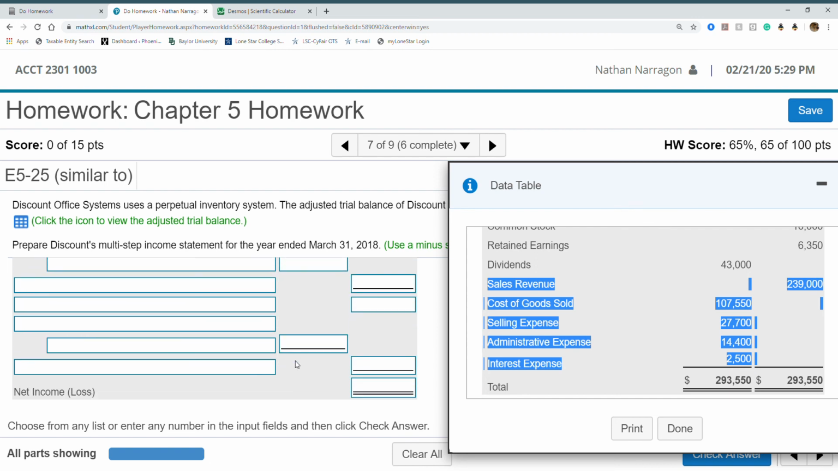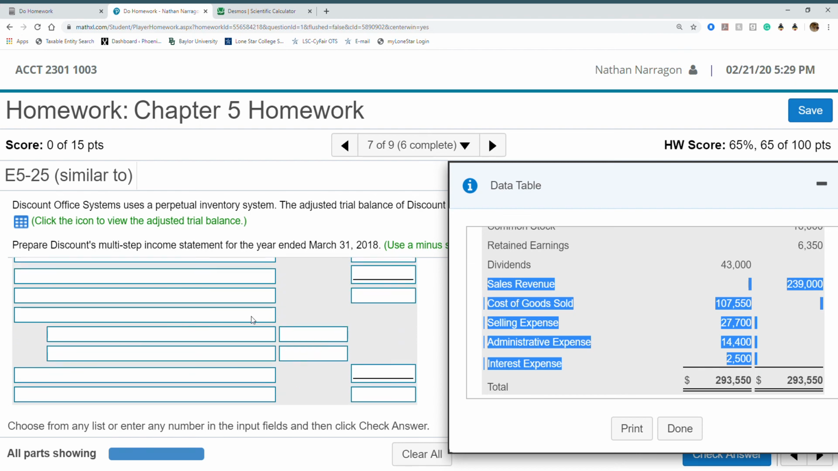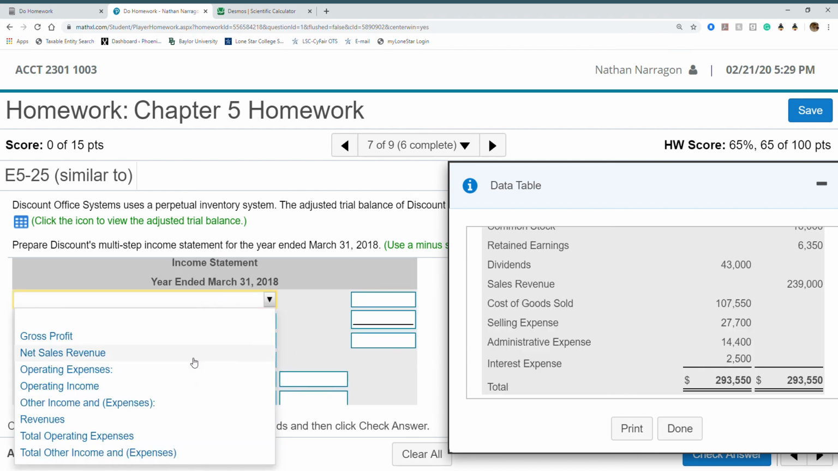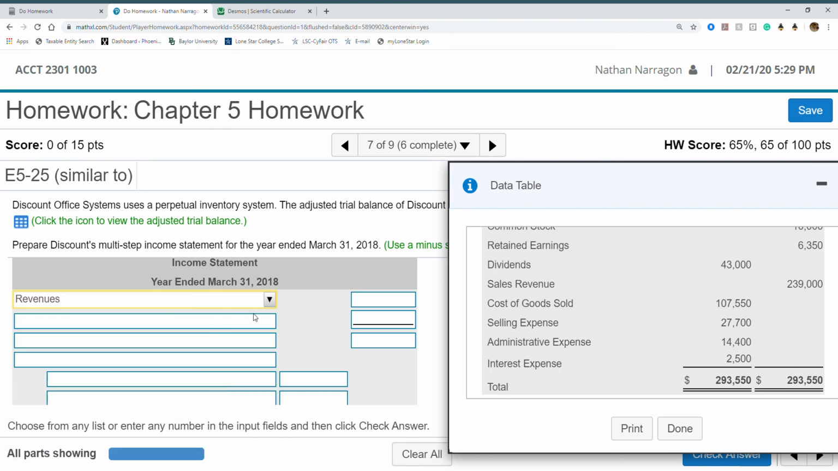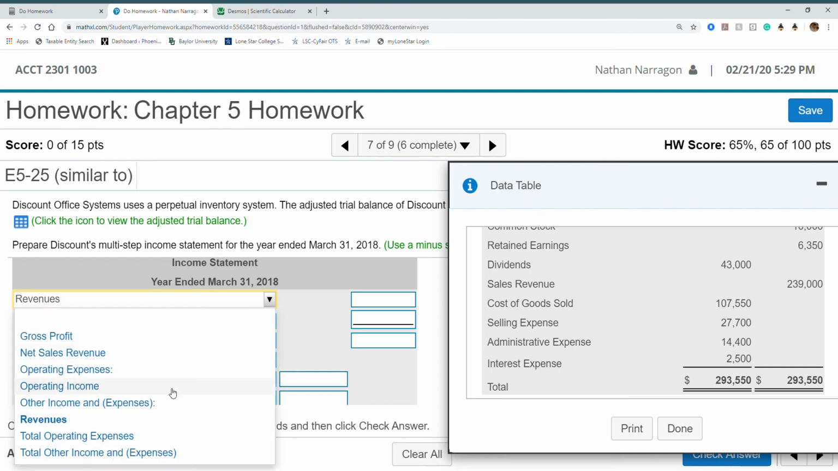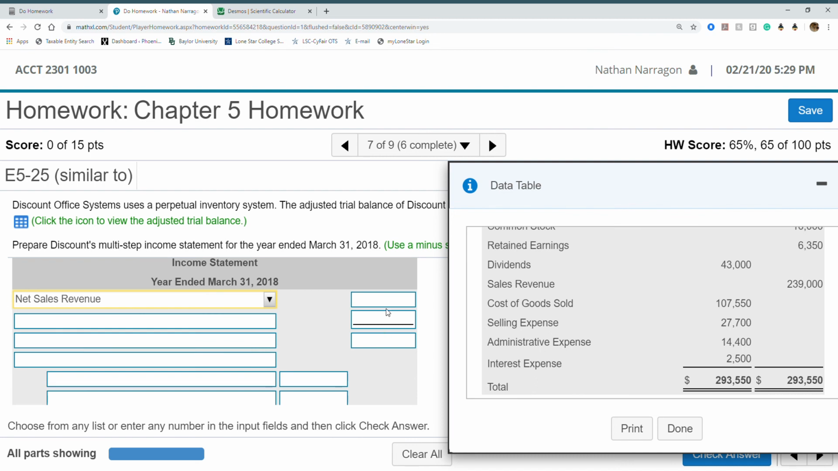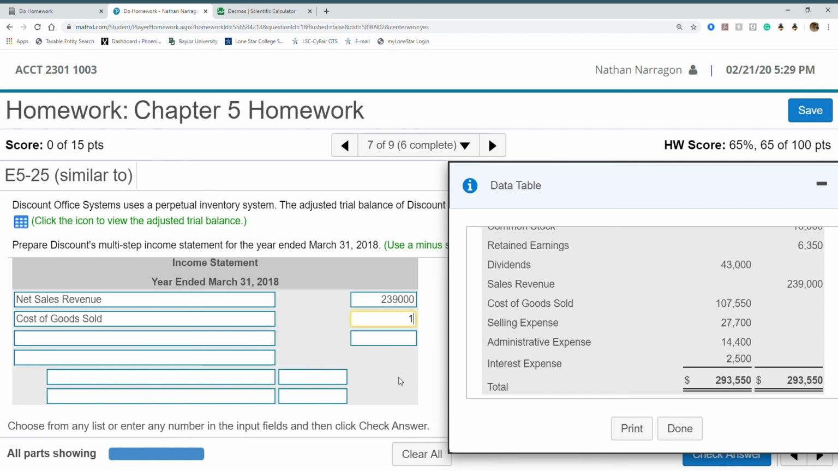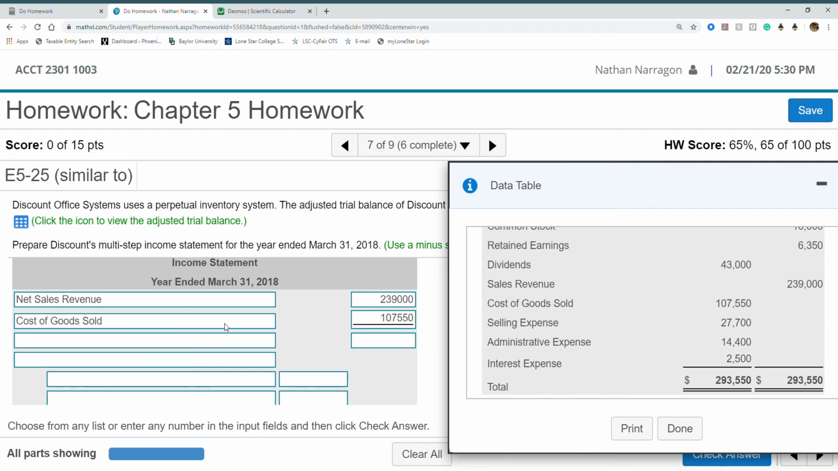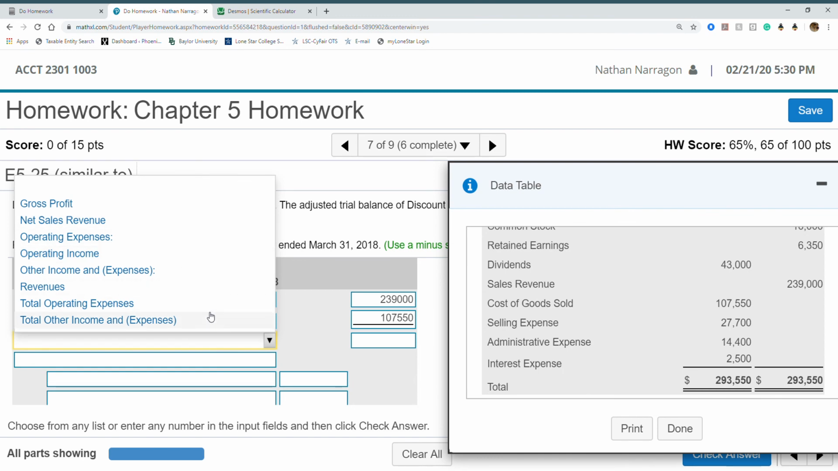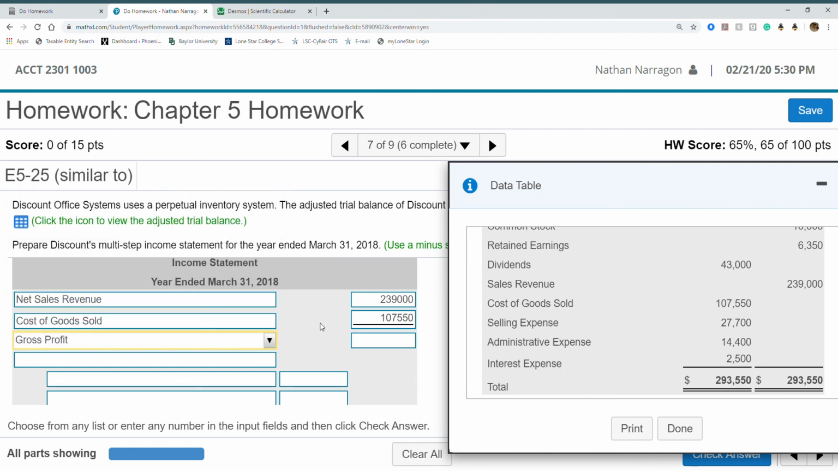So it looks like a lot's going on here. Not really. So first off, should be revenues, but I am figuring they're going to go net sales revenue of 239,123. Then cost of goods sold is 107,550, because it's always calculating gross profit first. Okay, it's always the first step.